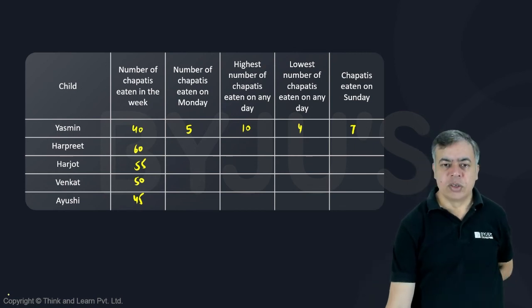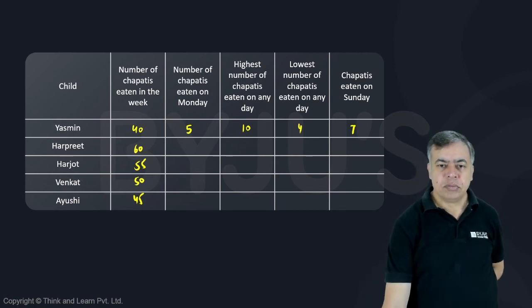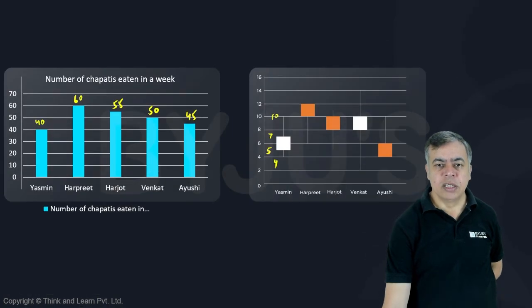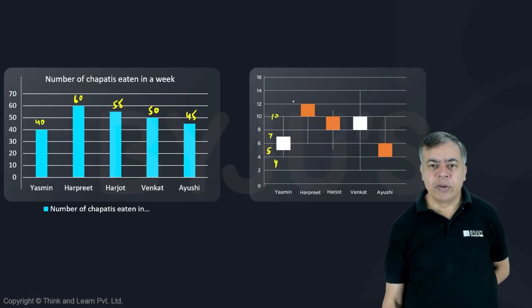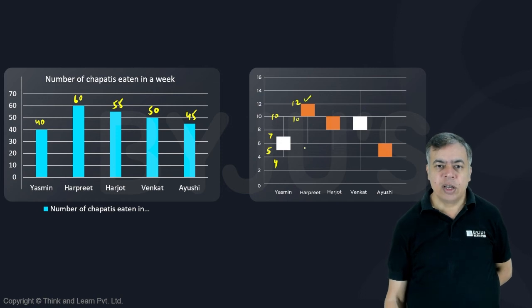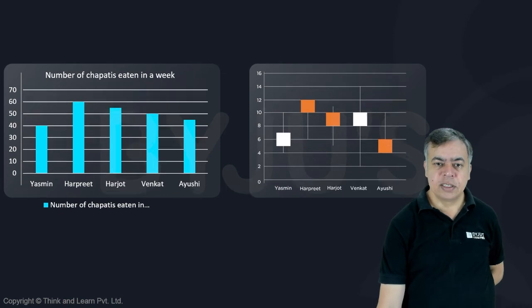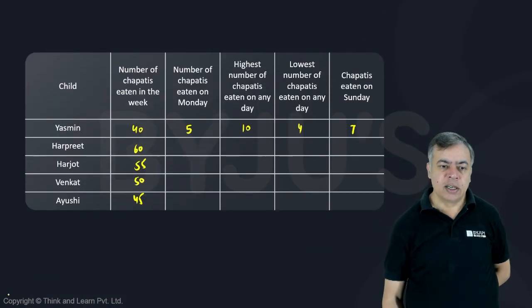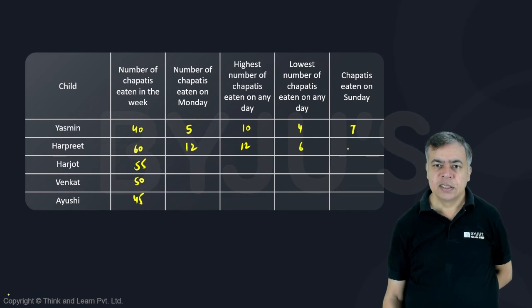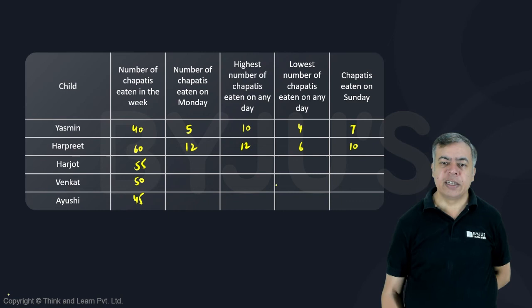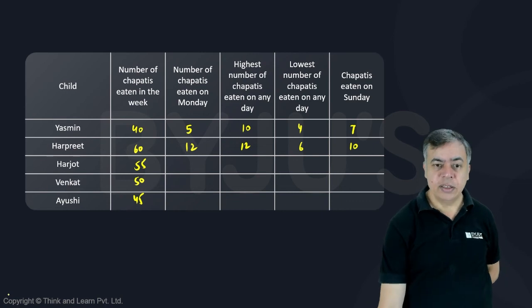Similarly for Harpreet, on Monday it will be 12, and on Sunday it will be 10. Highest is also 12 and the lowest is 6. So the data is 12, 10, 6.